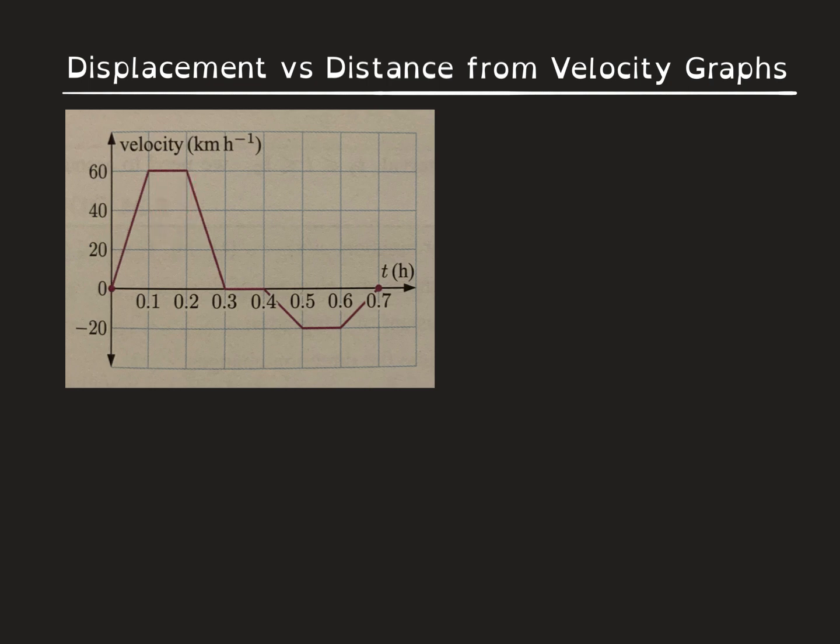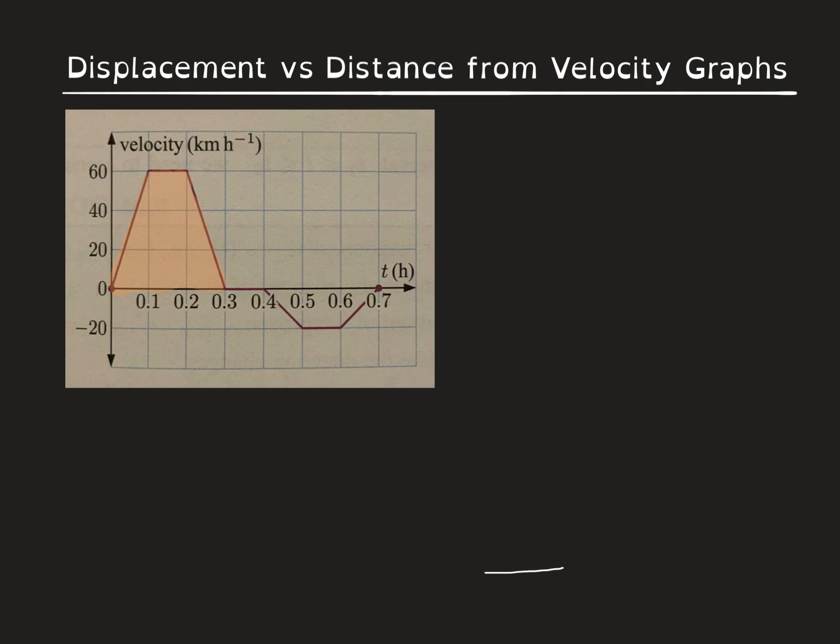It then slows down until it is at rest. And so the significance of this part of the graph is that the car is traveling forwards, and the area that we see inside this shaded part is actually the distance traveled by the car.